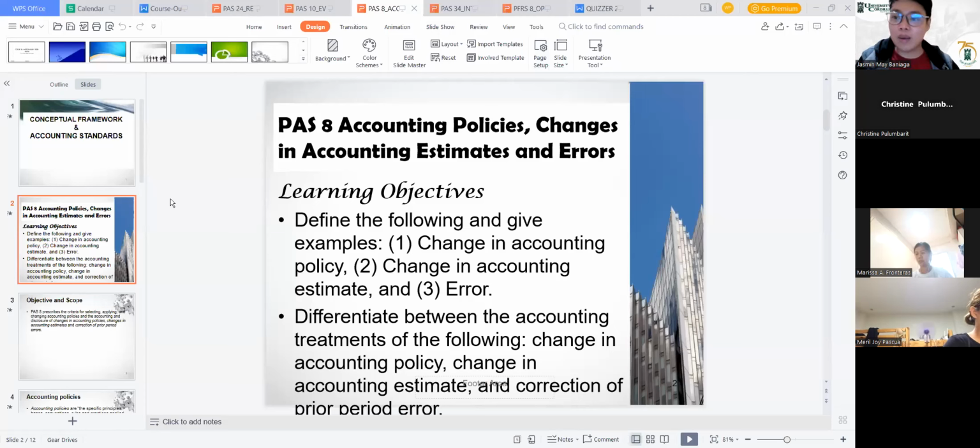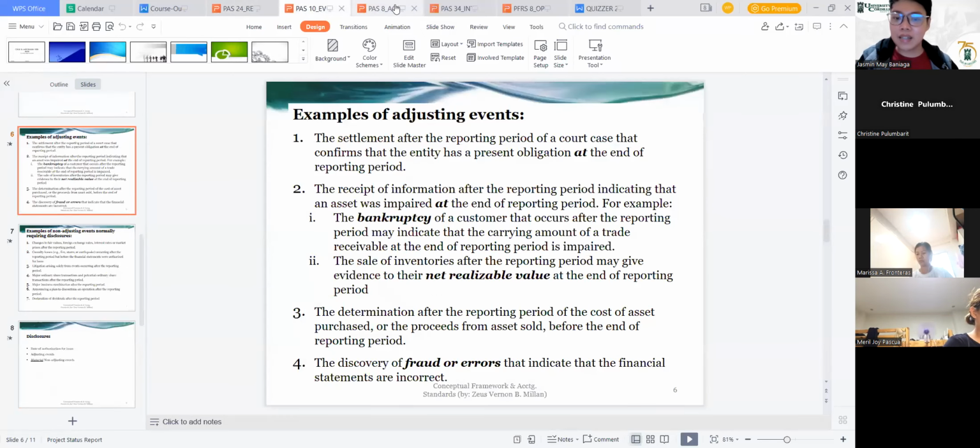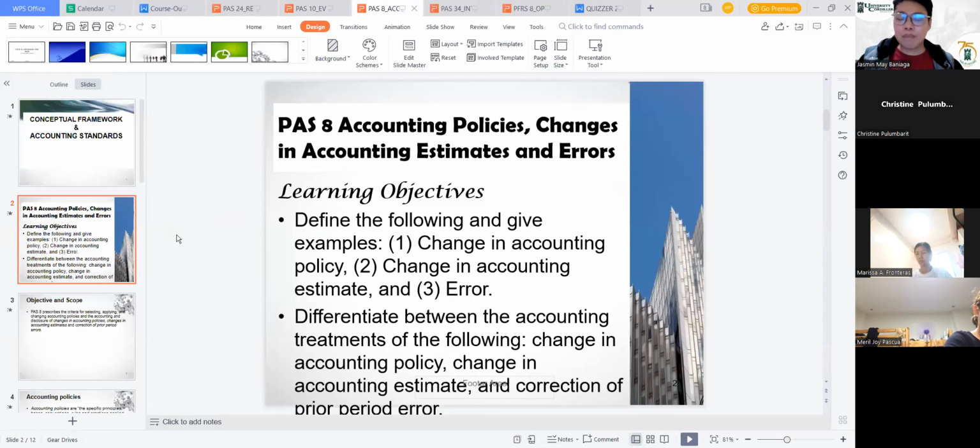So medyo magkakamukha na sila ngayon for PAS 24, PAS 10, and this time PAS number 8. PAS 8 is about accounting policies, changes in accounting estimates, and errors. So dito, we're gonna review the different important terms to consider.